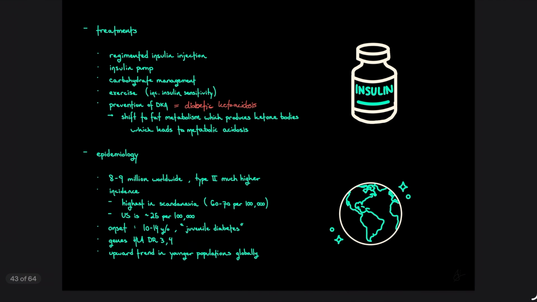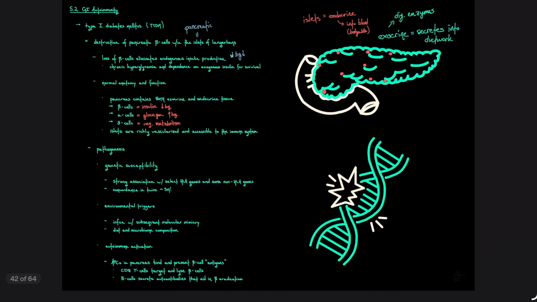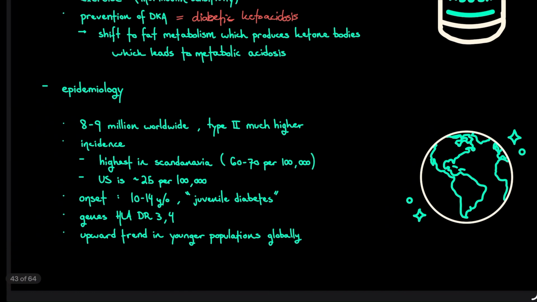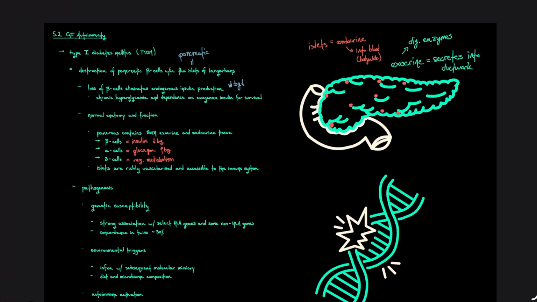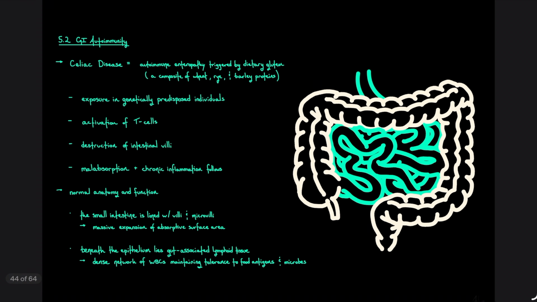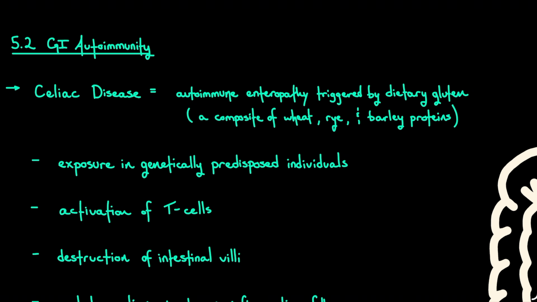All right, so that is diabetes, and now we can roll on into celiacs. Remember, this is type 1 diabetes. This is T1DM. Oopsie, T1DM. I want to make that clear. Very different from adult onset. All right, celiac disease.